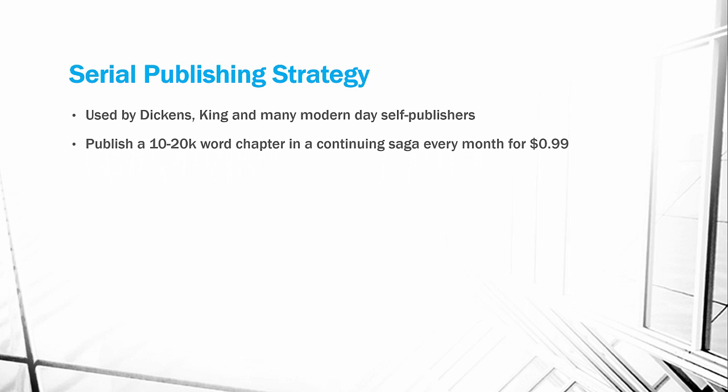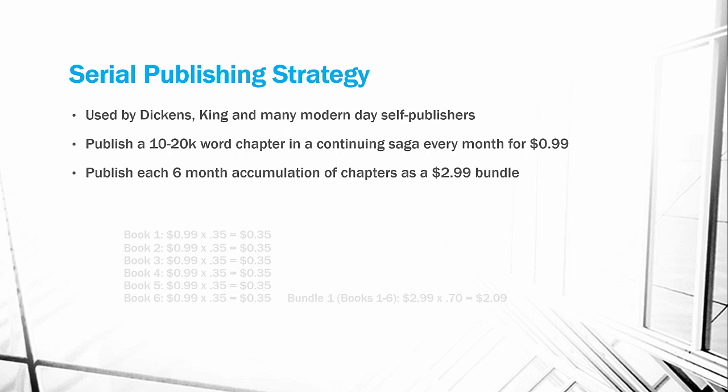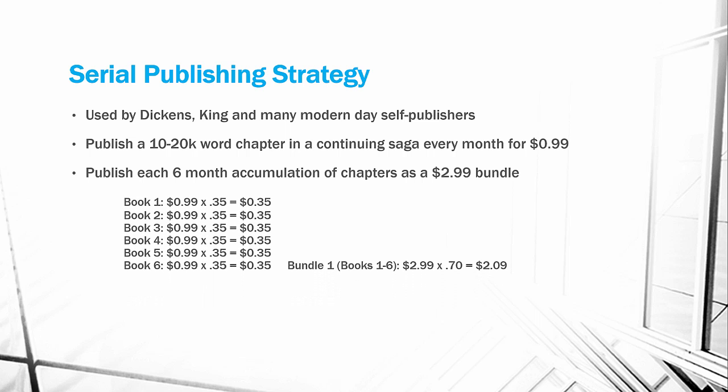What you do is you write 10 to 20K word chapters in a continuing saga every month, and you charge 99 cents. And then every 6 months, you gather all of those chapters together and you release it as a bundle for $2.99, a substantial savings from 99 cents for each of the 6 chapters, and you hit your sweet spot there with the bundle. So you do 2 bundles per year, and it would look something like this. Here's what 6 months might look like.